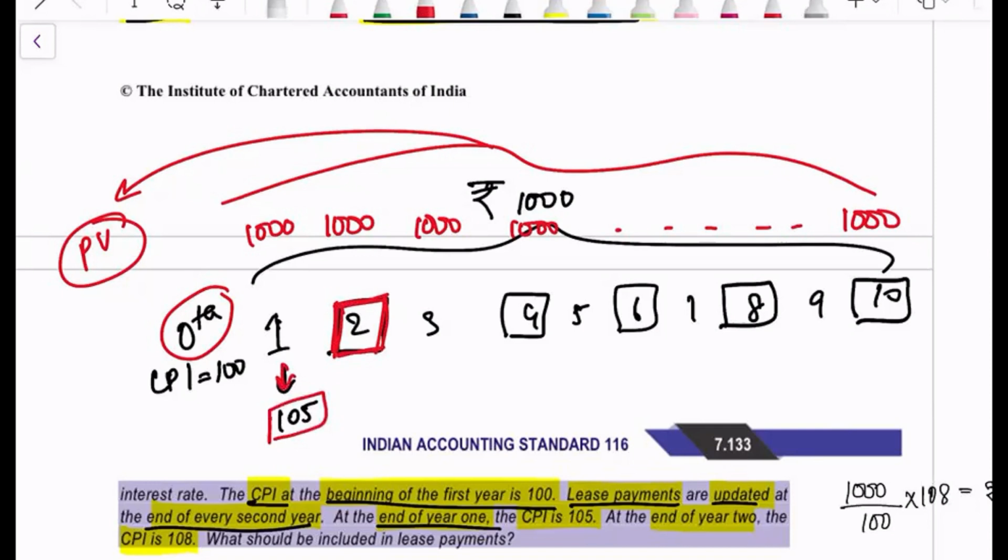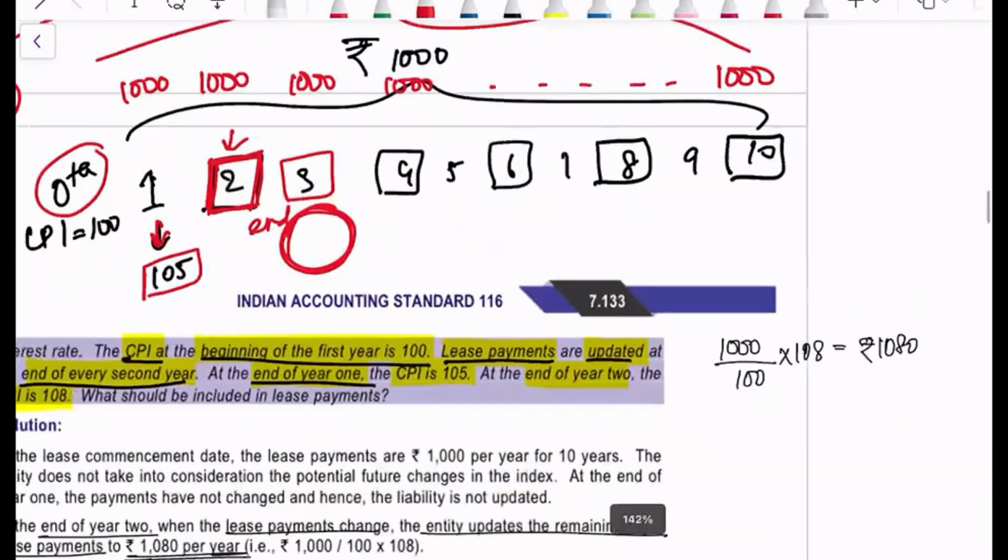Here you will not remeasure it. You will come to year end 2, which is nothing but the start of your year 3, and you are going to remeasure your lease liability. You see what your lease payment is.